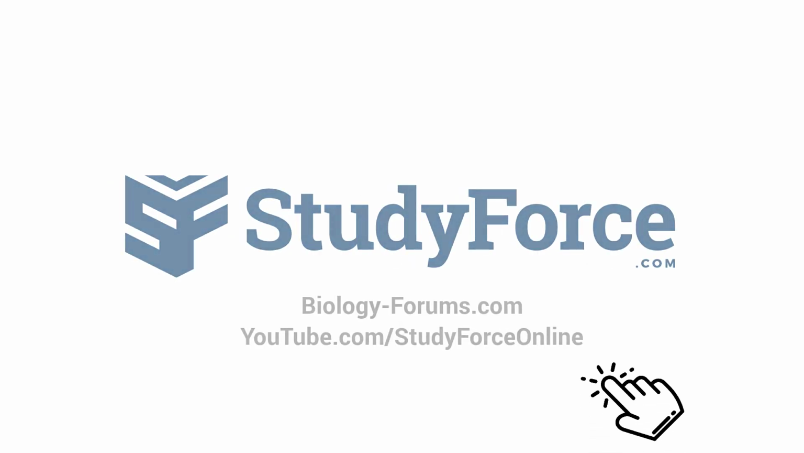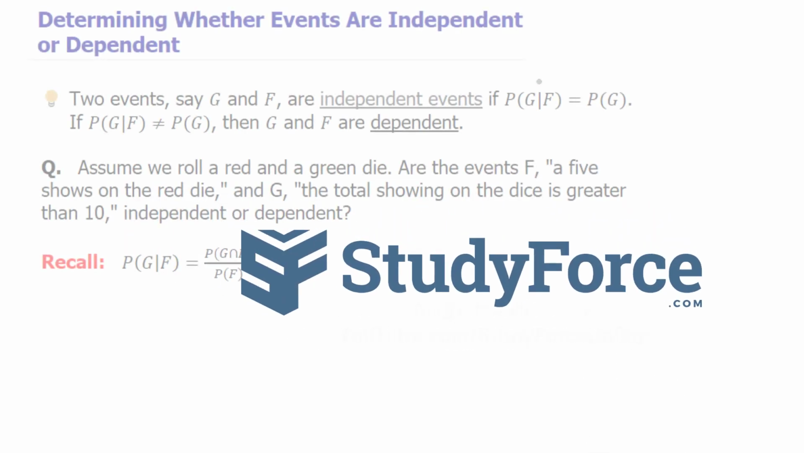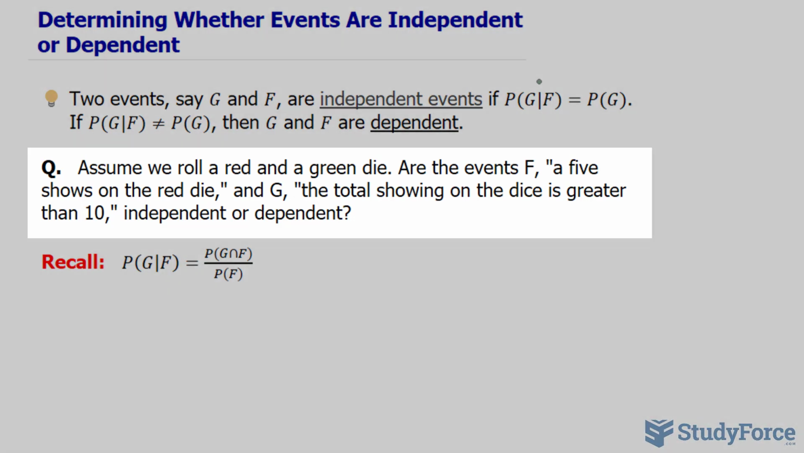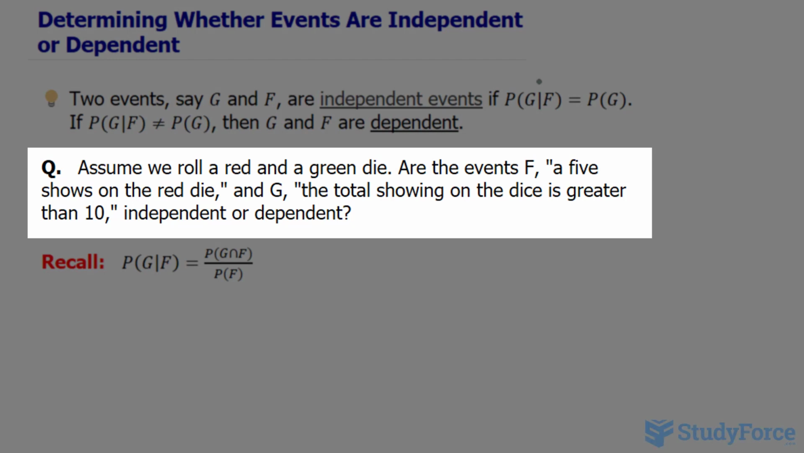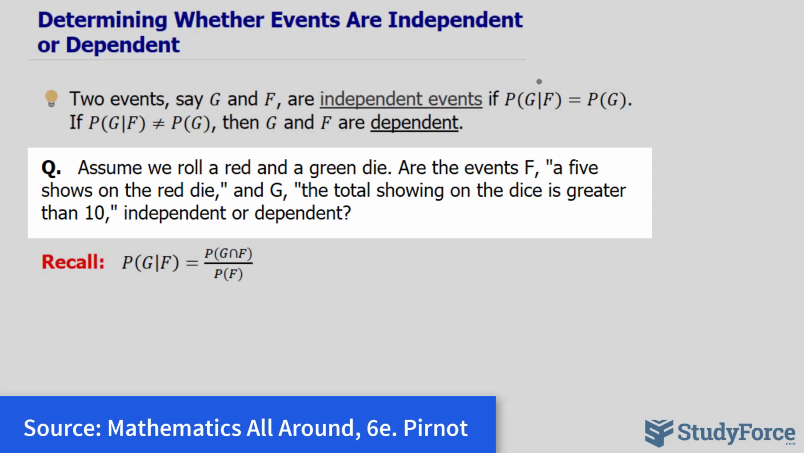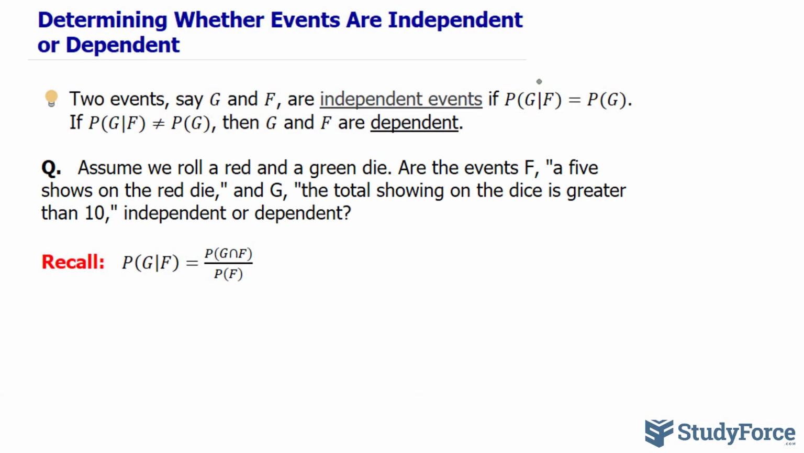In this lesson, we will learn how to determine whether events are independent or dependent as it relates to probability. Let's quickly read the question and discuss this in further detail. Assume we roll a red and a green die, so 2 dice. Are the events F, which represents a 5 shown on the red die, and the event G, which represents the total showing on the dice is greater than 10, independent or dependent?